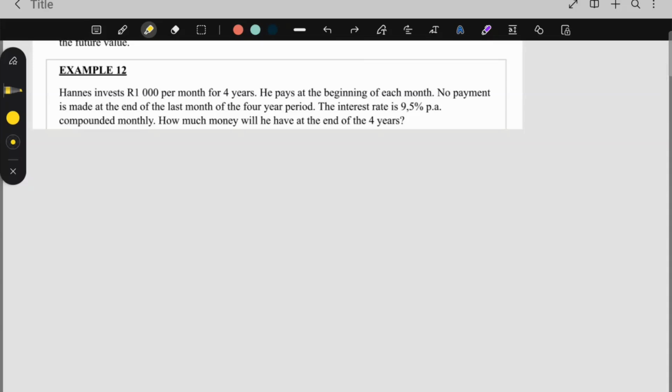It says Hannes invests 1,000 rand per month for 4 years. So he makes a regular payment for 4 years. He pays at the beginning of each month. The special part is no payment is made at the end of the last month, at the end of the 4 years. The interest rate is 9% per annum compounded monthly.